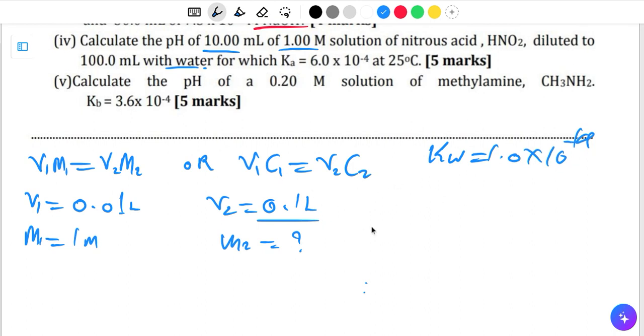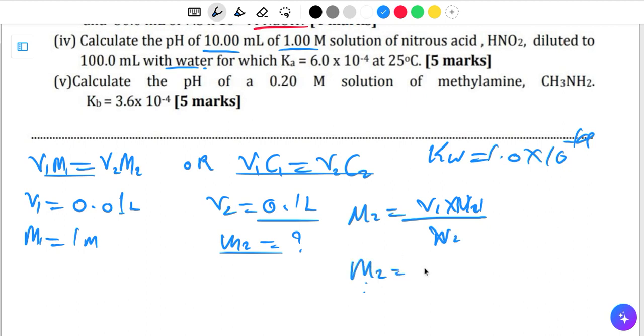So here you need to find what molarity number 2 is. Using this formula, you are able to calculate what molarity 2 is. Let me say this is molarity number 1, then volume number 2. So molarity number 2 is going to be equal to 0.01 multiplied by 1 divided by 0.1. Then what am I going to get here? I'm getting 0.1 molarity.